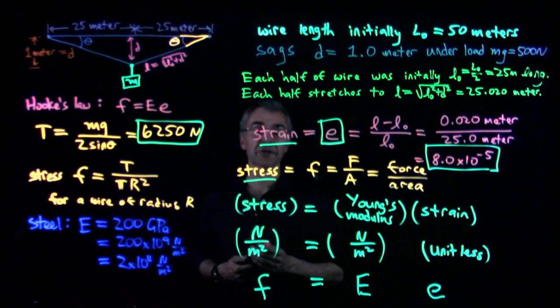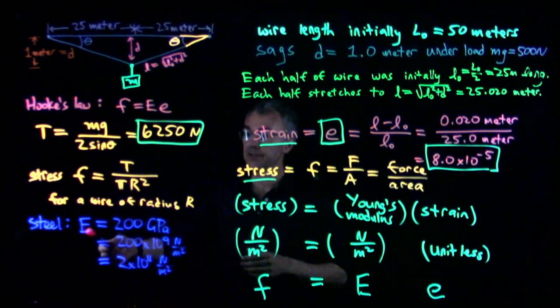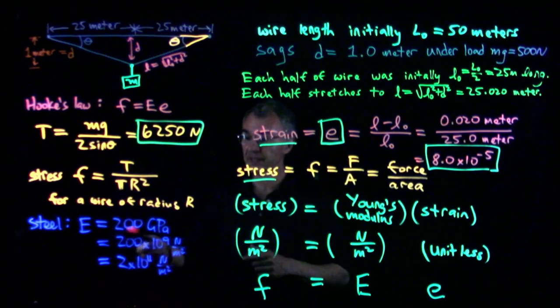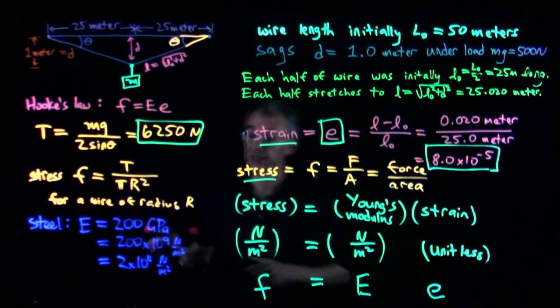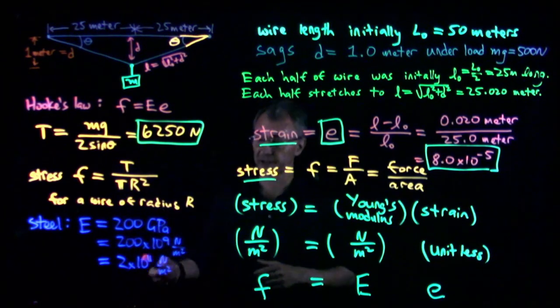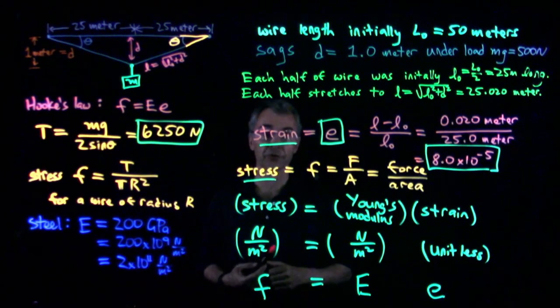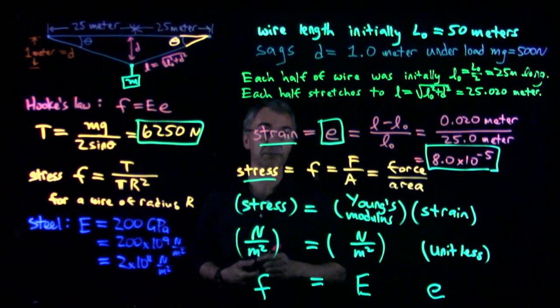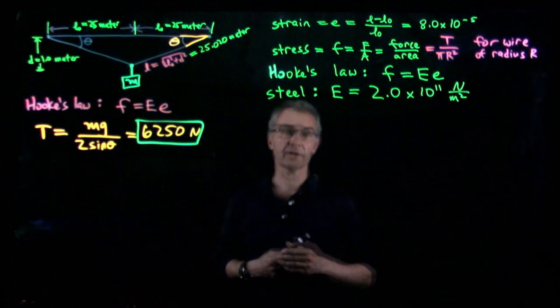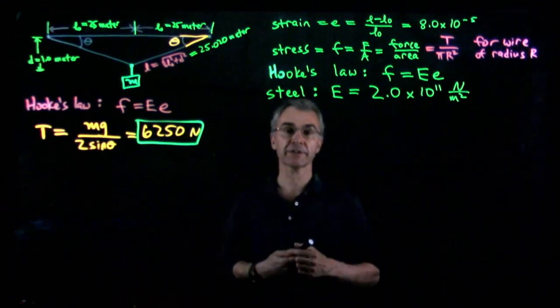If I tell you that the wire is made of steel, then steel has an elastic modulus of 2 times 10 to the 11th newtons per square meter. When I looked that up, it was listed as 200 gigapascals. Giga means 10 to the 9th, and Pascal means Newton per square meter. So 200 gigapascals means 2 times 10 to the 11th newtons per square meter. And by the way, if you look up elastic moduli in US customary units, you'll see numbers quoted in pounds per square inch.